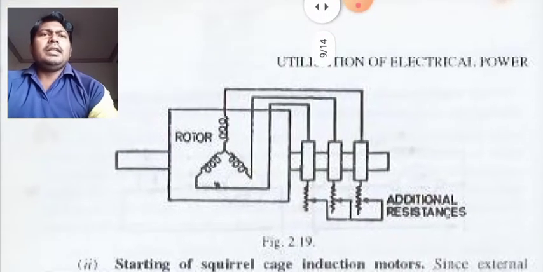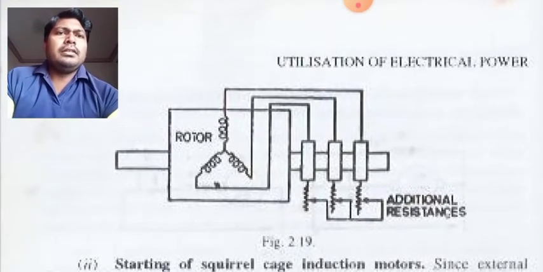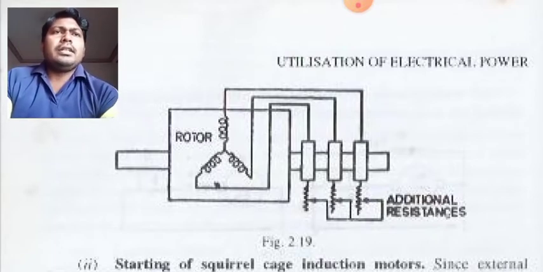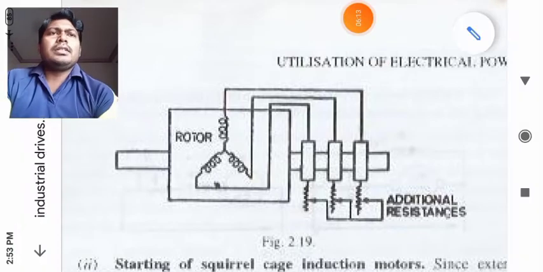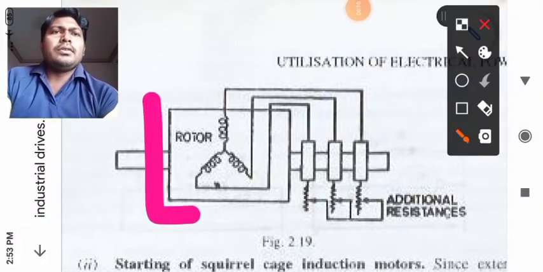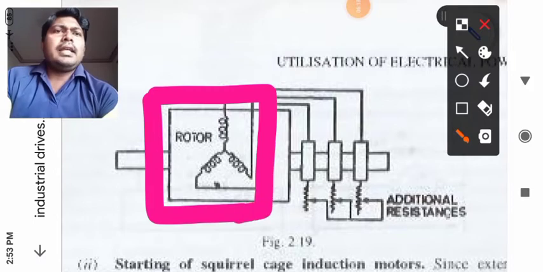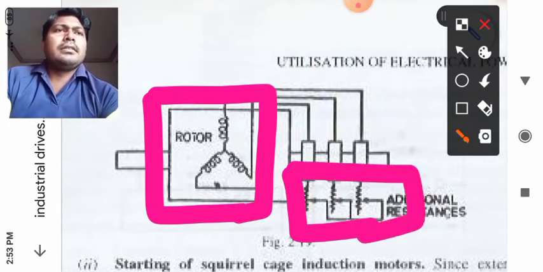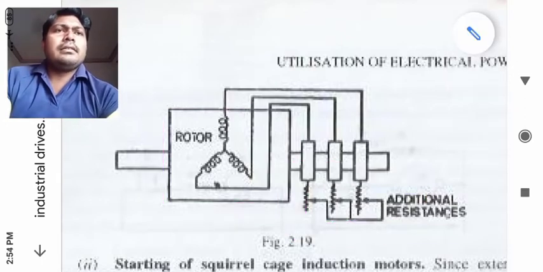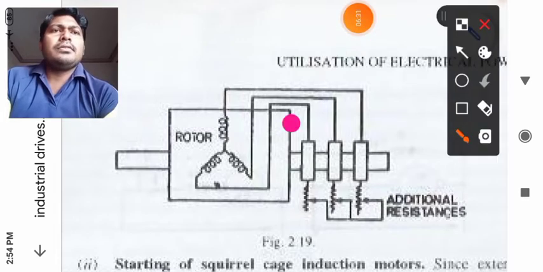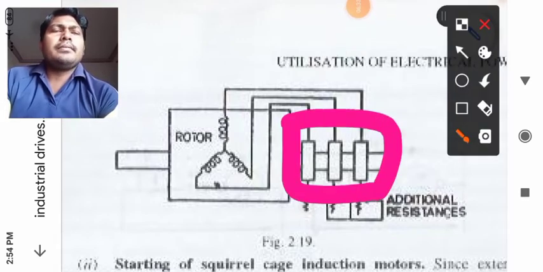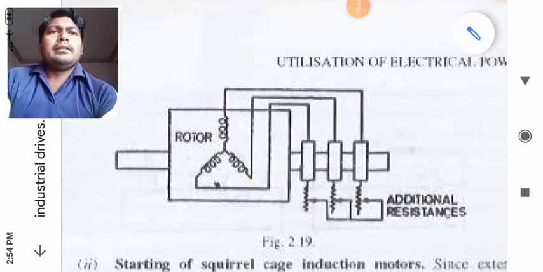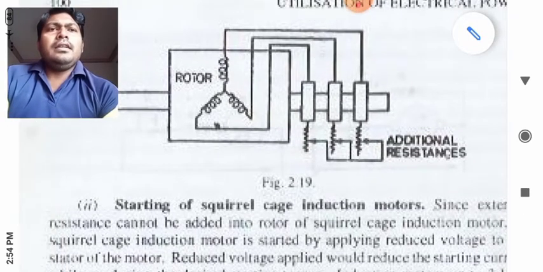Now, there is a very simple diagram shown to you. This is the slip ring induction motor starter. So here is the rotor circuit. Let me point it out so that it will be easier for you. This part is the rotor, and there are additional resistances. These are the additional resistances, and we have a slip ring arrangement. So these three are slip rings, right?